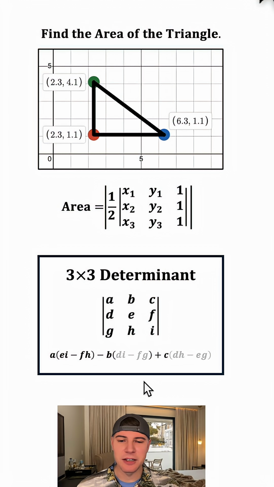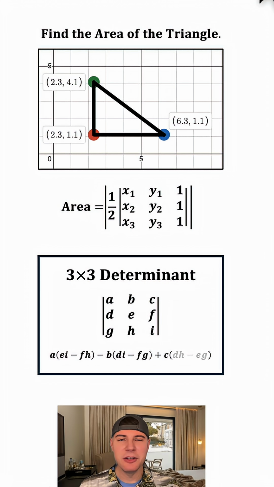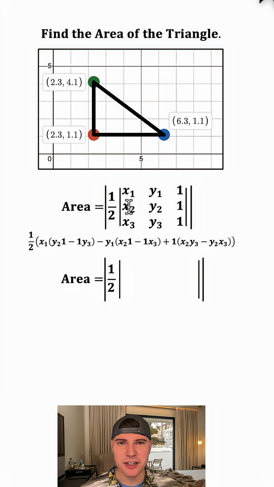And then we can do the same thing to find this for B. We find the B, we get rid of the column and the row. And then with the remaining D, F, G, I, we do DI minus FG. And then we do the same thing for the C. We find the C and we get rid of the row and the column, and then we do DH minus EG. And that's how you can find the 3 by 3 determinant. So we can apply the same thing to this determinant up here. Here it is right here. So now we can find the area of this given triangle.